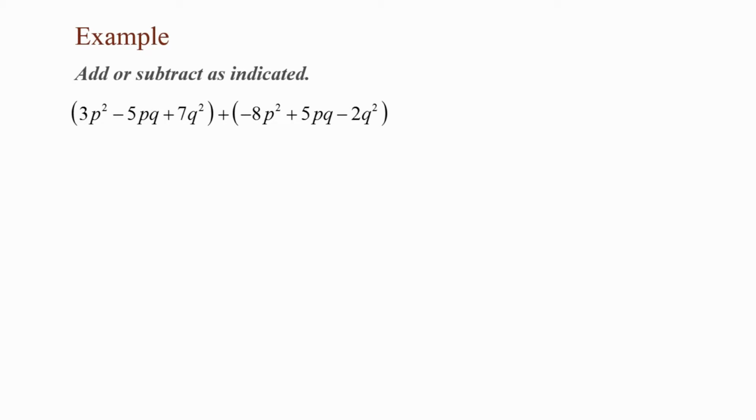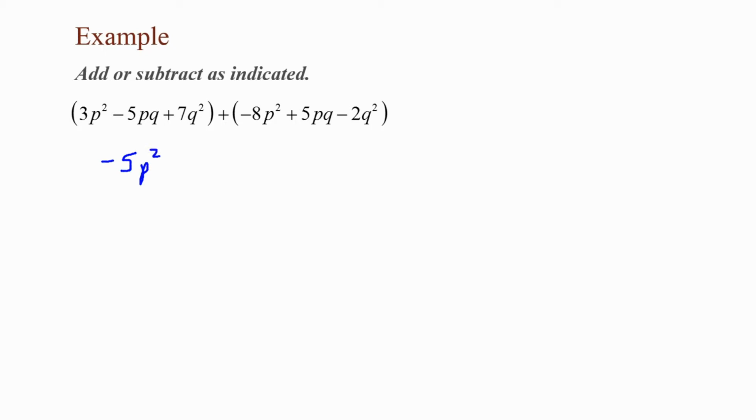In this example, add or subtract is indicated. My first polynomial is 3p squared minus 5pq plus 7q squared, plus my second polynomial, negative 8p squared plus 5pq minus 2q squared. We want to combine like terms, so I can add 3p squared and negative 8p squared. That gives me negative 5p squared.